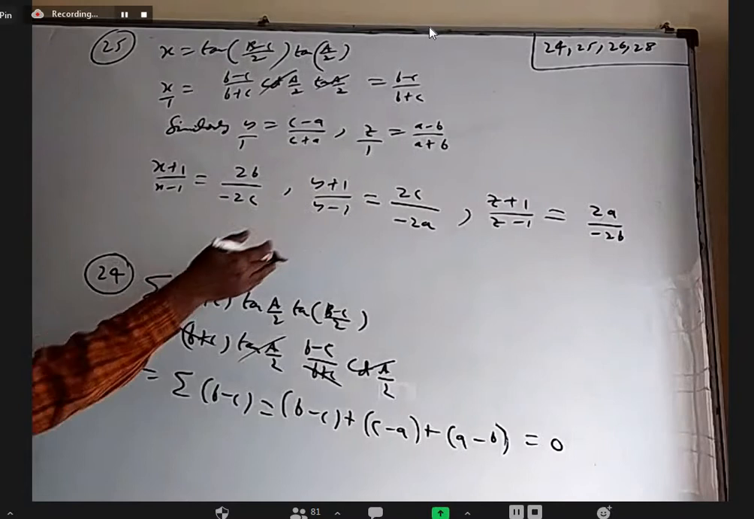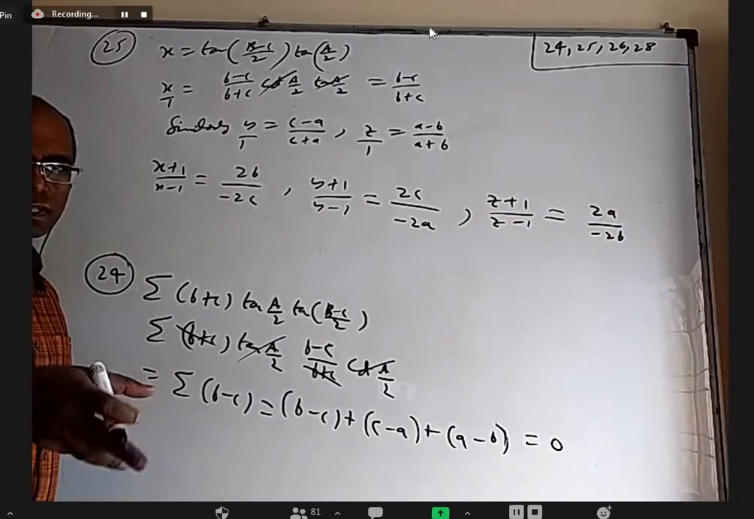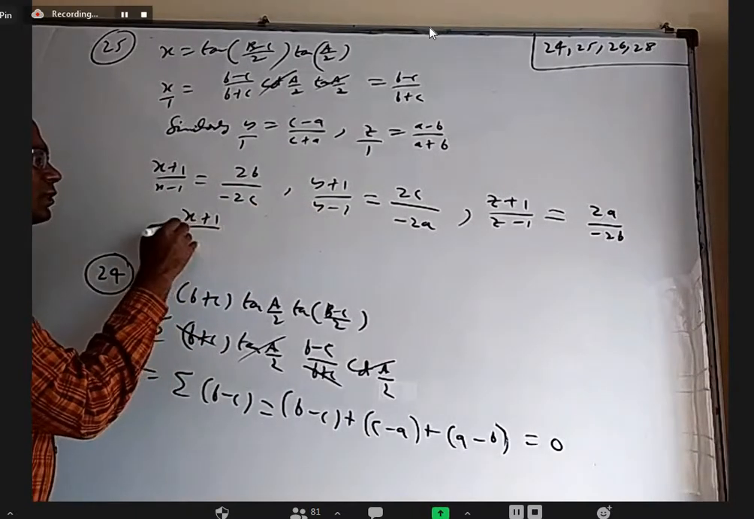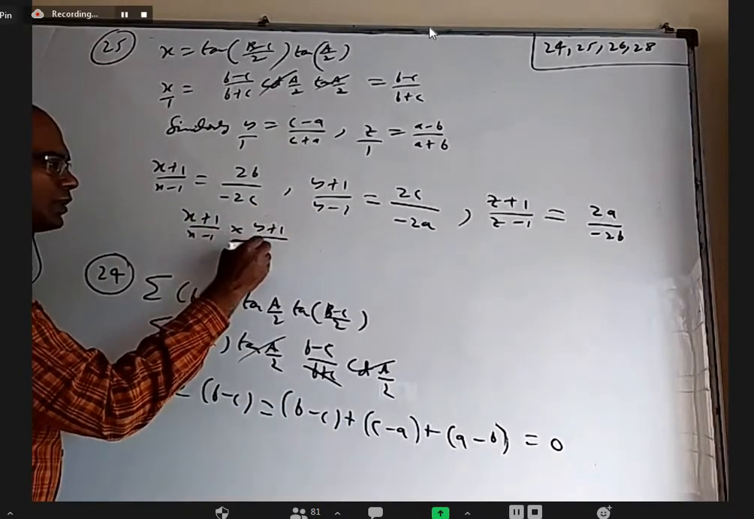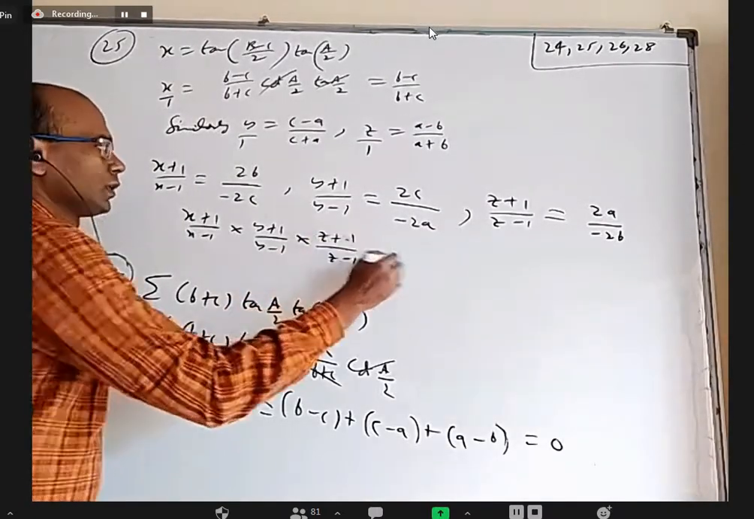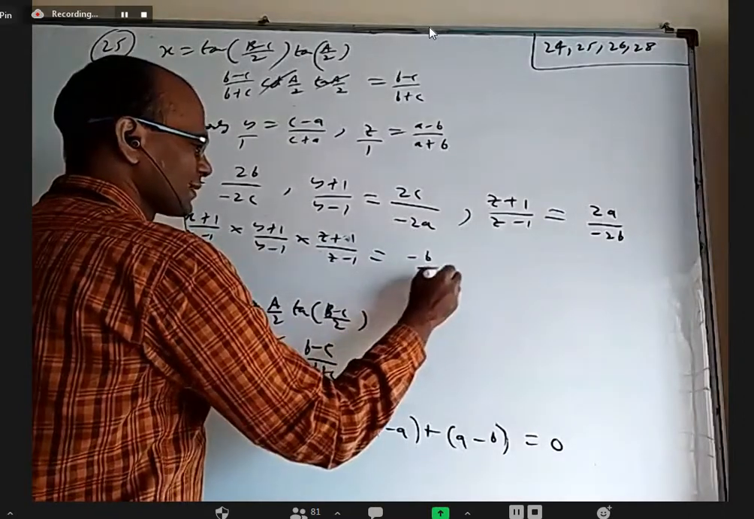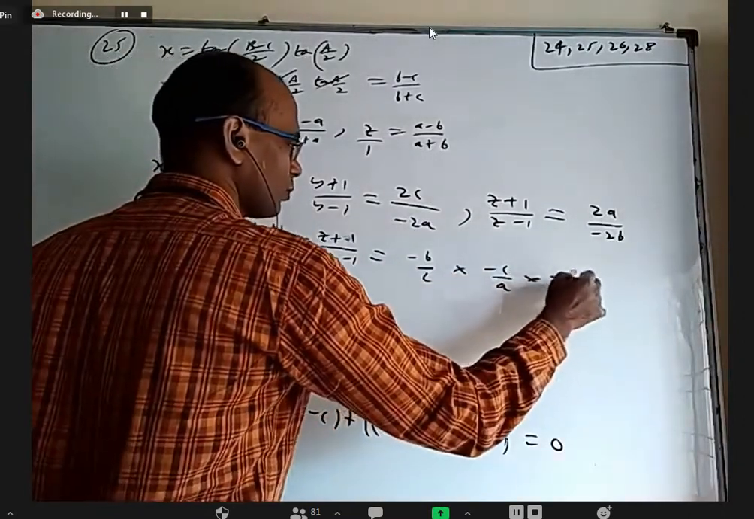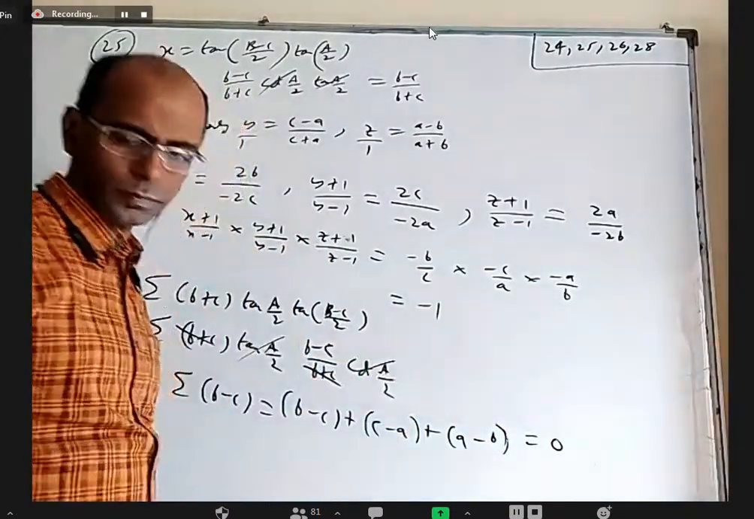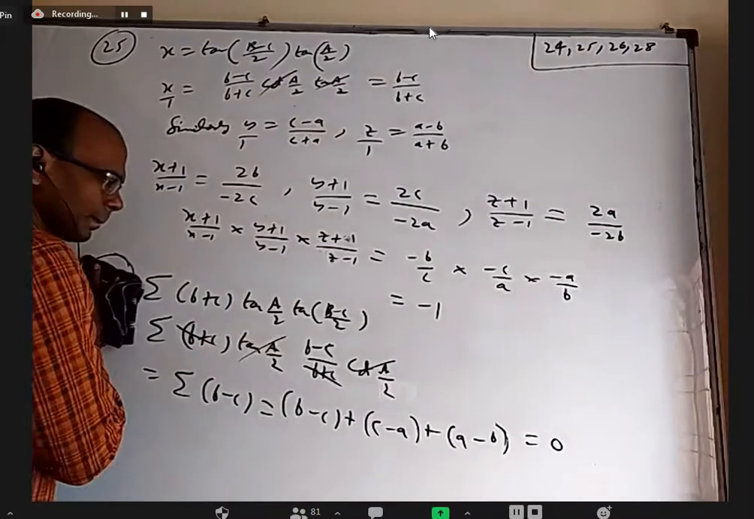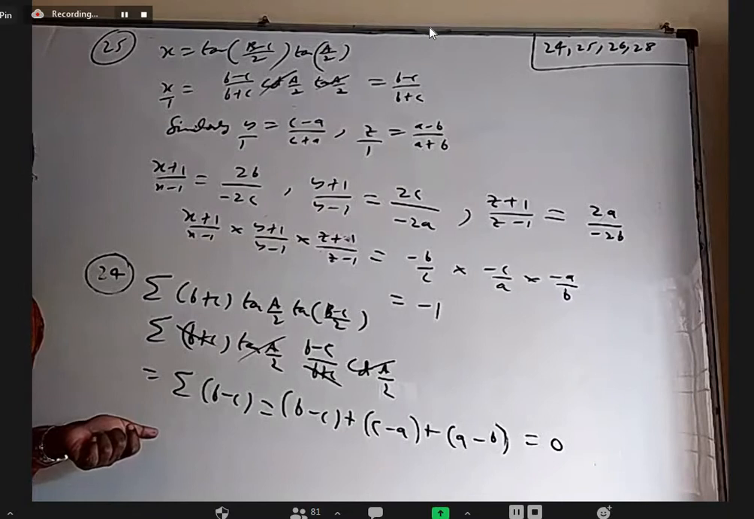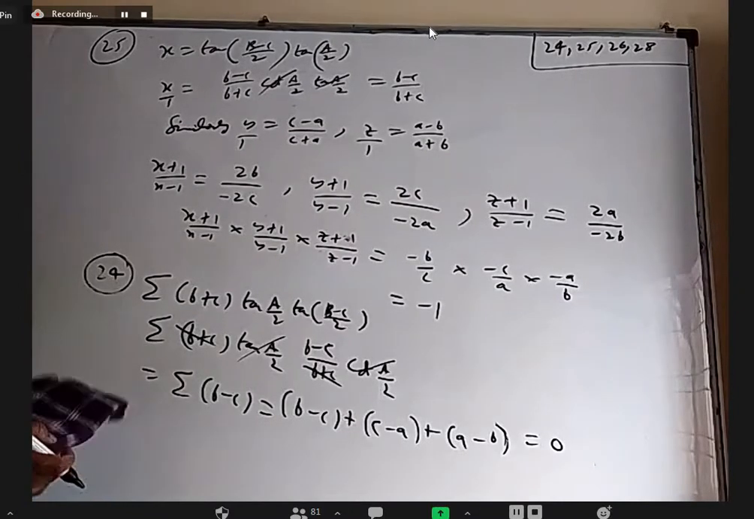If I multiply all of them, basically I want to find a relation between x, y, z eliminating ABC. How to eliminate ABC is multiply this. (x plus 1) by (x minus 1) into (y plus 1) by (y minus 1) into (z plus 1) by (z minus 1) is equal to minus b by c into minus c by a into minus a by b. C will get cancelled, A will get cancelled, B will get cancelled, we will get minus 1. Has everybody completed 24? Yes, sir.